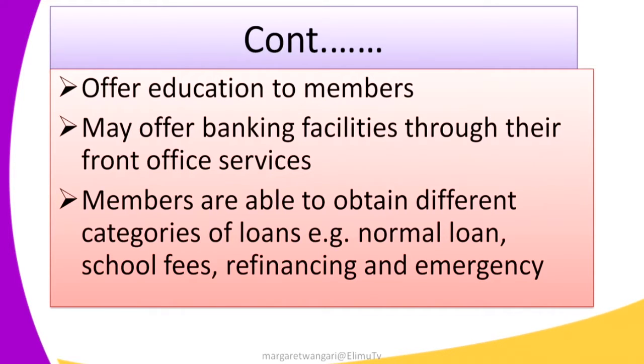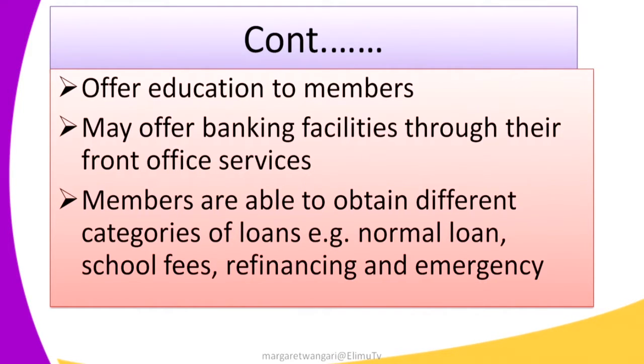The other one is that they may offer banking facilities through their front office services. When we talk of banking facilities, we talk of services that are offered by banks. And you find that SACCOs also do the same, like when they accept your deposit, that is a banking facility. The other one is that members are able to obtain different categories of loans. And as I just said, they do give loans at very low interest rates. So you can get any category of a loan.